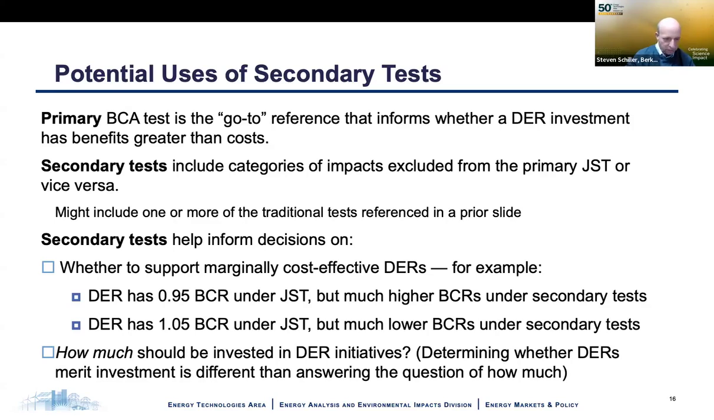So for example, if your primary test is really close, it's 0.95 or it's 1.05 benefit cost ratio under your jurisdiction specific test, your primary test, why don't you take a look at some secondary tests? Maybe those will indicate whether the investment really isn't worth it, or is worth it even if it's questionable under the primary test. The secondary test can also help with determining how much to invest, because the benefit cost analysis test indicates to you whether you should invest. Doesn't necessarily tell you how much, but secondary tests can help with that.